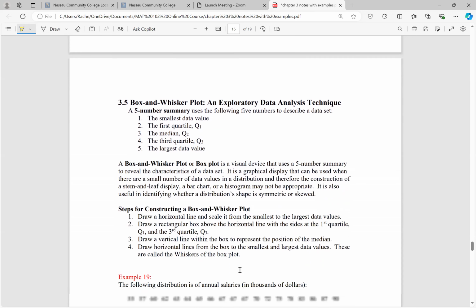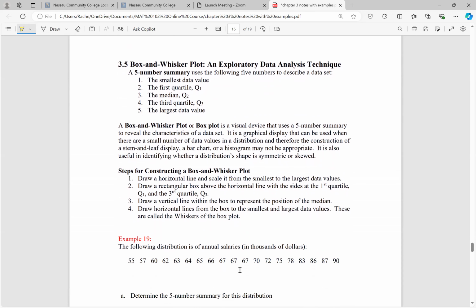But let's put this all together now. So in section 3.5, what we're going to do is create a 5-number summary, which uses the quartiles along with the smallest data value and the largest data value in the set. And then we're going to put it into a nice picture called a box plot. And we'll use that to summarize our data. So before we talk about box and whisker plots, let's talk about 5-number summary, and we'll do an example.